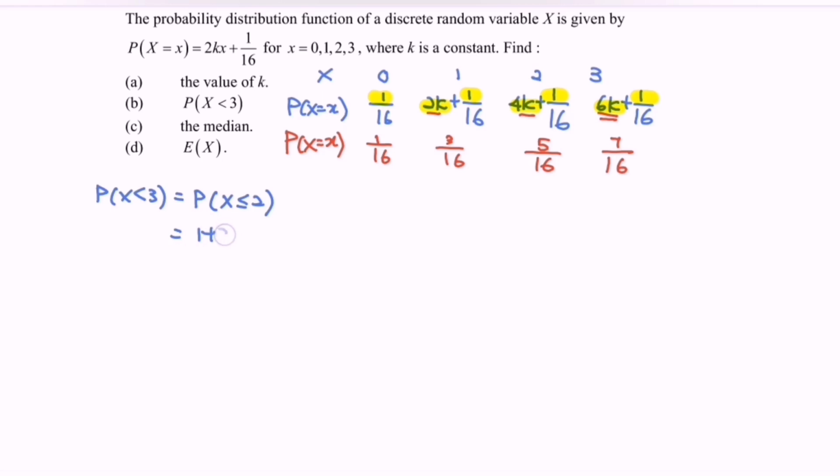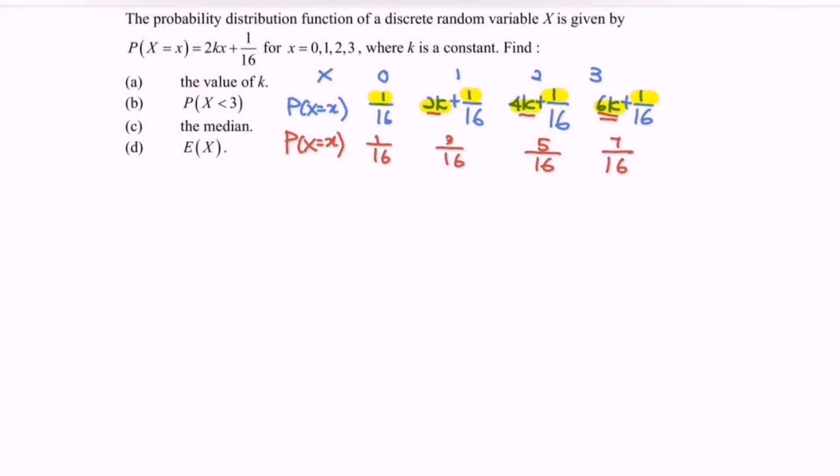So 1 plus 3 plus 5 over 16, so we have 9 over 16. That is the probability that X is less than 3, or we can say 0.563. So that is the answer for question B.